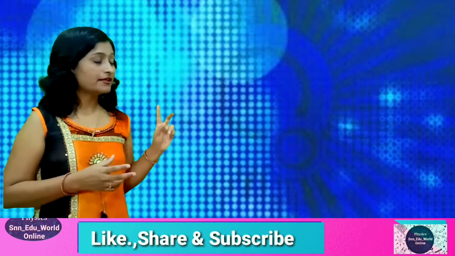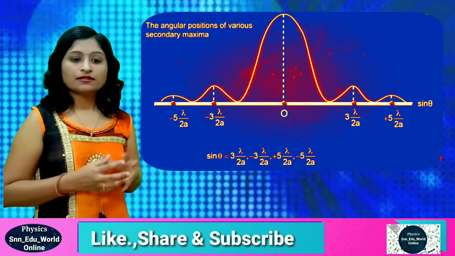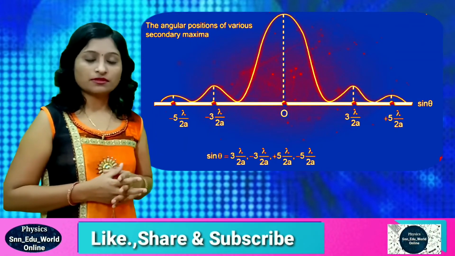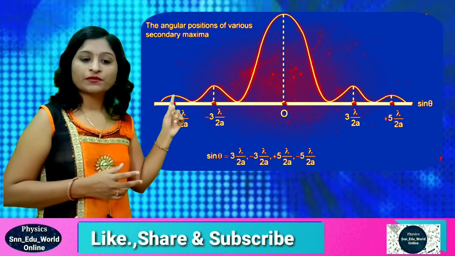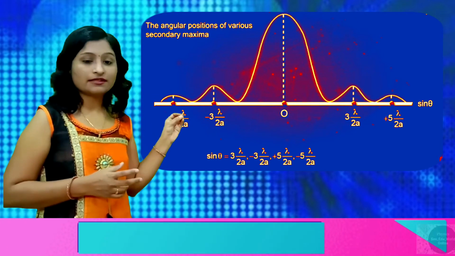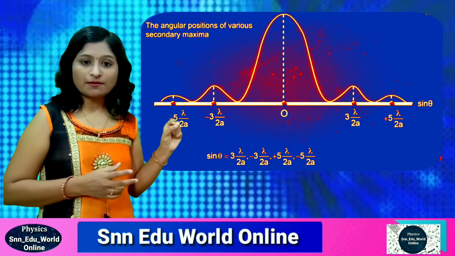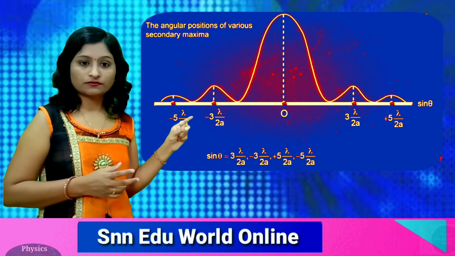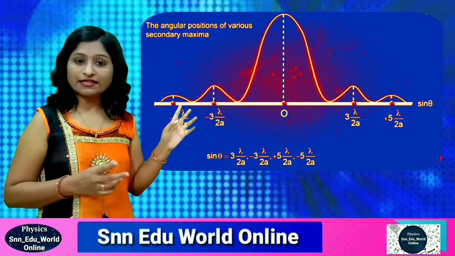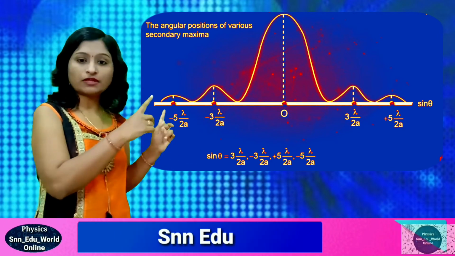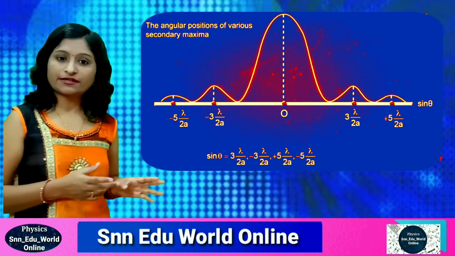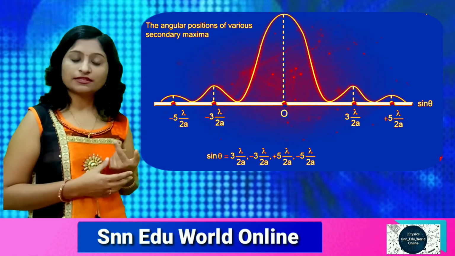And this graph will represent the secondary maxima. The positions of the secondary maxima on this graph are where sine theta equals 3 lambda divided by 2a. It is the secondary maxima, the side heights. The central one is the central maxima; we are only considering the secondary maxima.